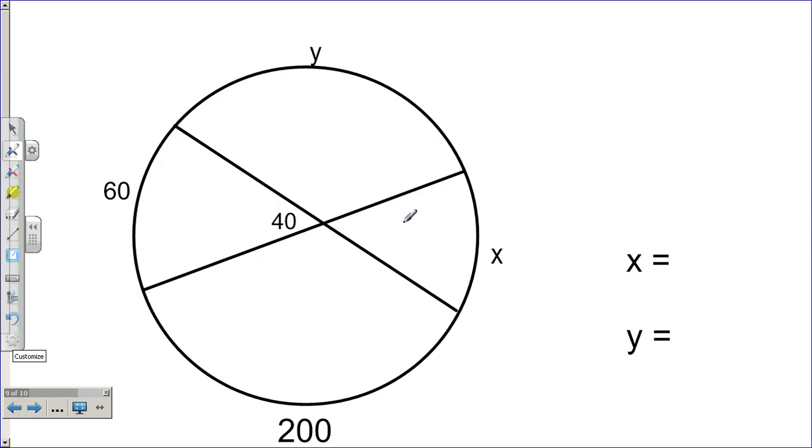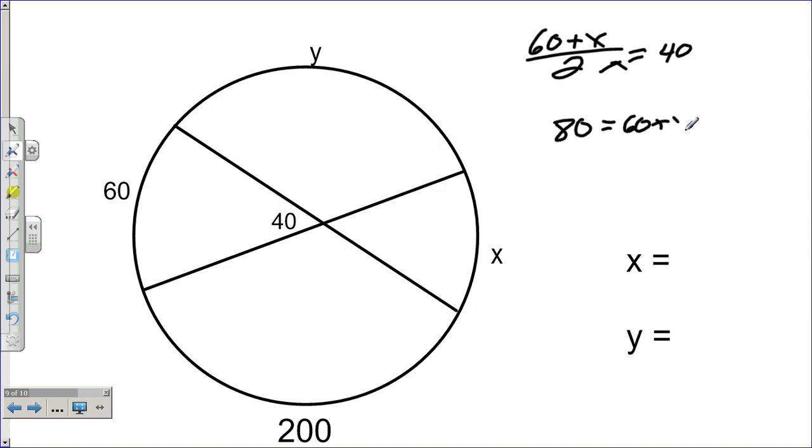Okay, last example. We know the angle and that's inside the circle. We know this is 60 and it's asking how much is this. So I would go 60 plus this divided by 2 equals 40. Okay, cross multiply. 2 times 40 is 80. That equals 60 plus x. I subtract 60. I have 20 equals x. So x is 20.